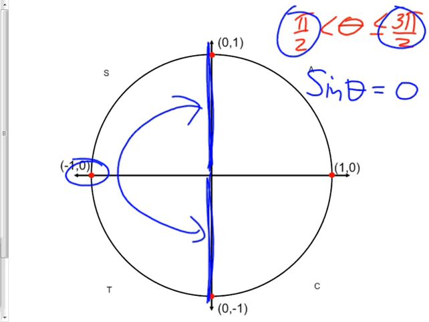Where is that? The thing I don't know is the angle, right? 180. What if I said the answer had to be in radians? Pi. The answer is pi.